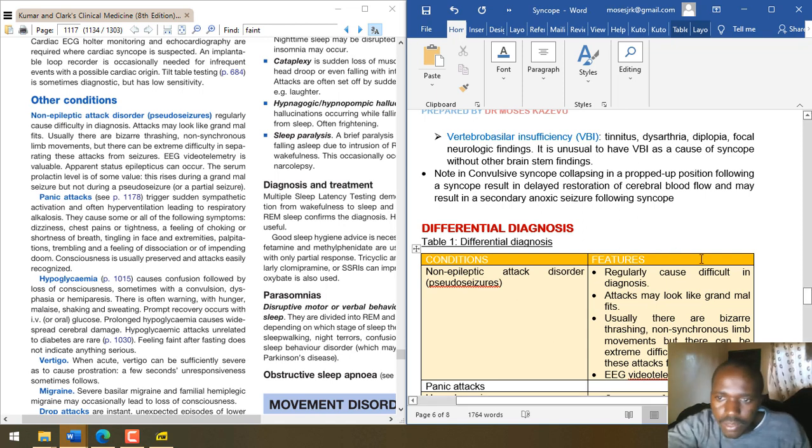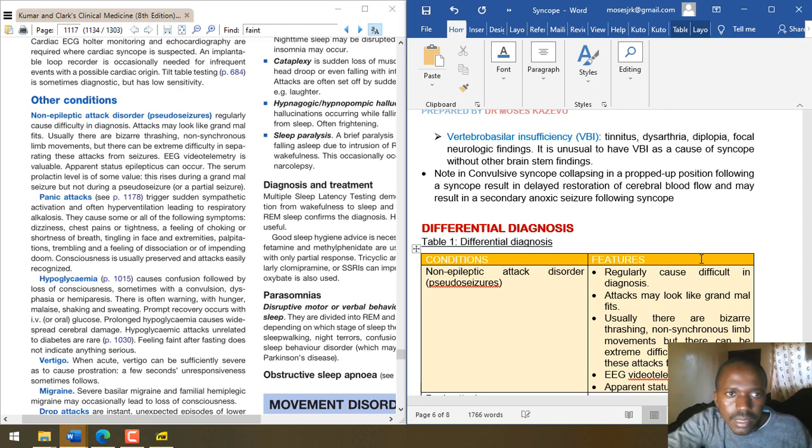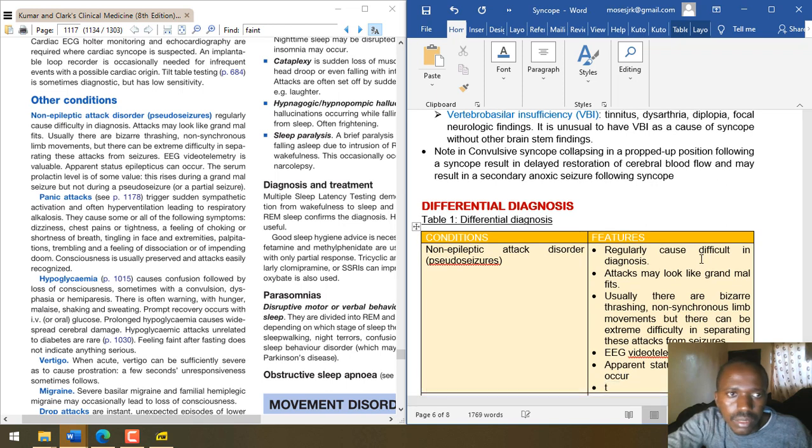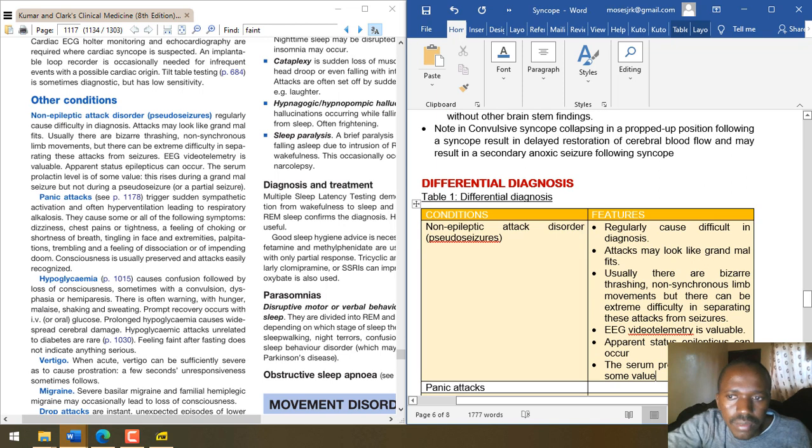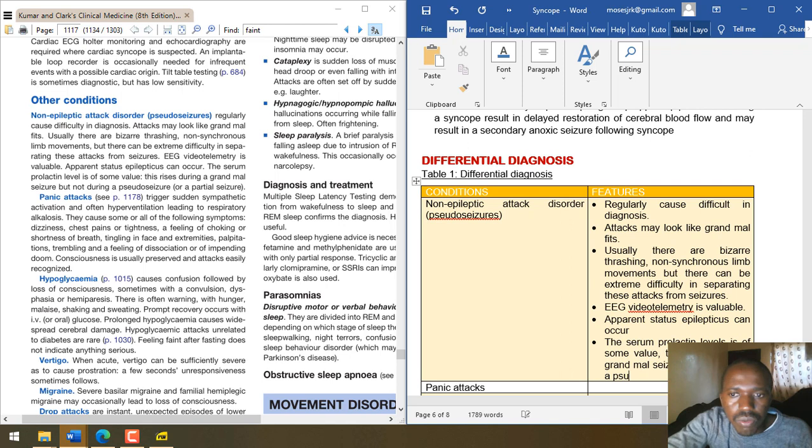So apparent status epilepticus can occur. The serum prolactin levels is of some value. Okay, so this rises during a grand mal seizure, but not during pseudo seizure or a partial seizure. Okay, so make this table a bit big here.